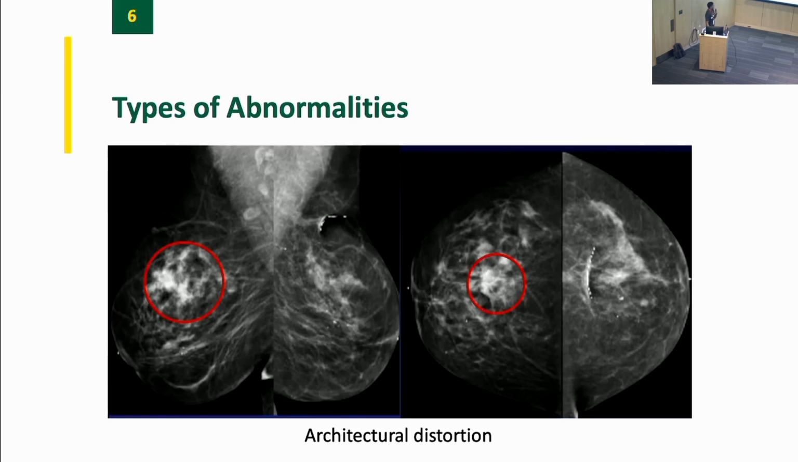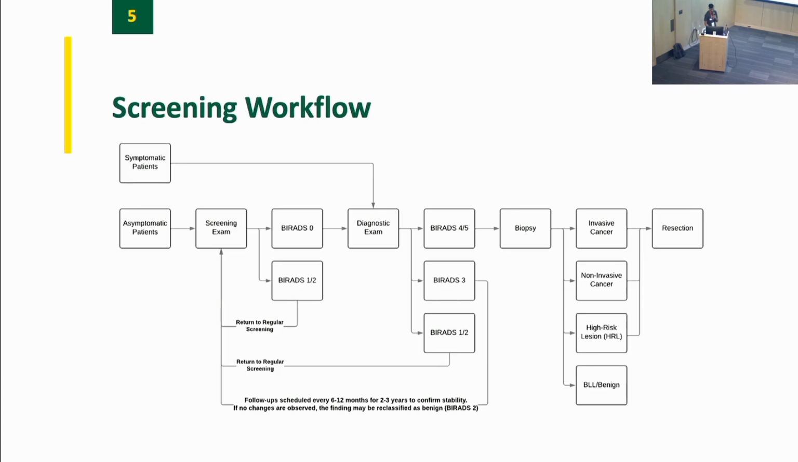And then this is an architectural distortion. So this is not a mass that's seen, but something is distorting the surrounding breast parenchyma. So when you see these words, you kind of know what we're talking about. Masses, asymmetries, calcifications, architectural distortions.